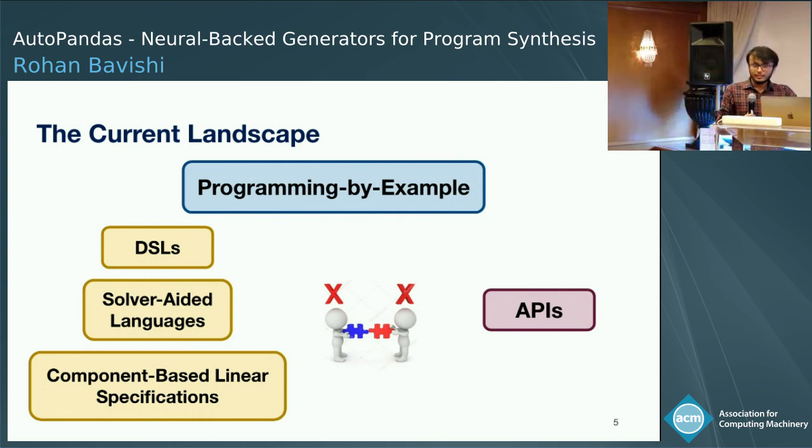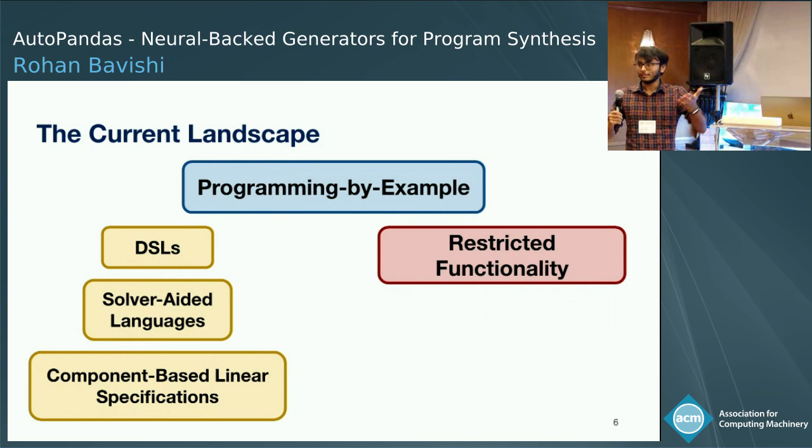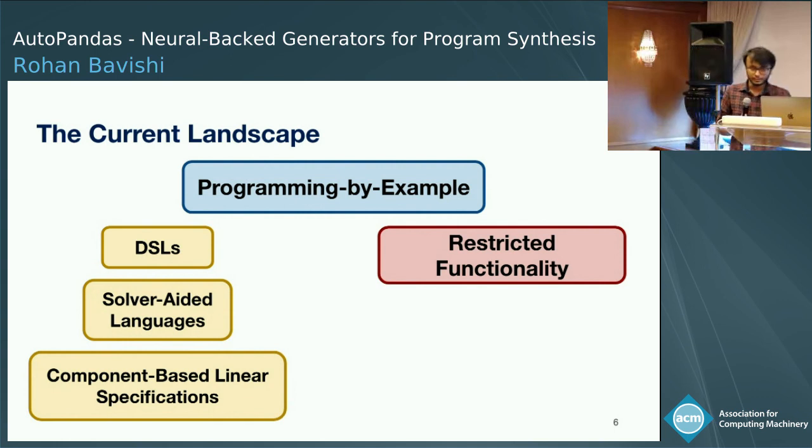But if you look at the modern APIs that you have, especially in these areas of data science and ML, these techniques are kind of incompatible, because if you're restricting functionality of these APIs, you're not doing much to gain user base. The strength of these APIs lies in the richness of the functionality.